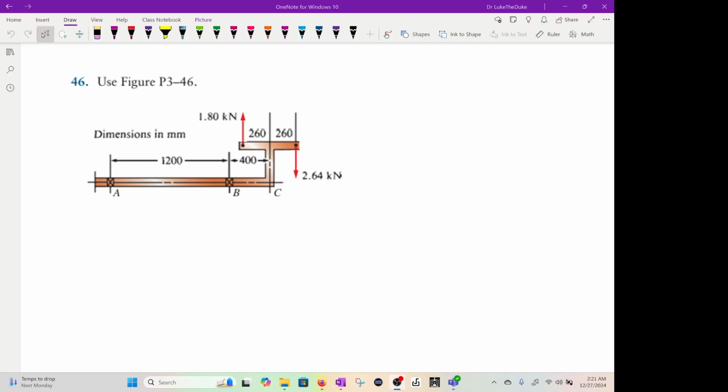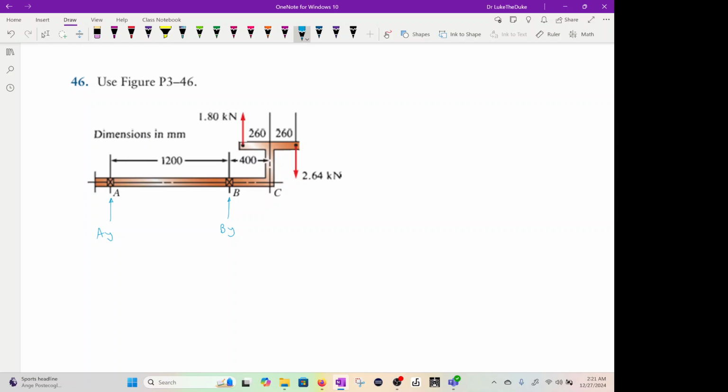All right, here's another problem to help with shear and moment diagrams. So basically what we have here is a reaction here, which I'll call AY. We have a reaction here, which I'll call BY. And then we have a 1.8 kilonewton force on the left that's 260 millimeters from the center, and 6.4 kilonewtons acting downward from here.